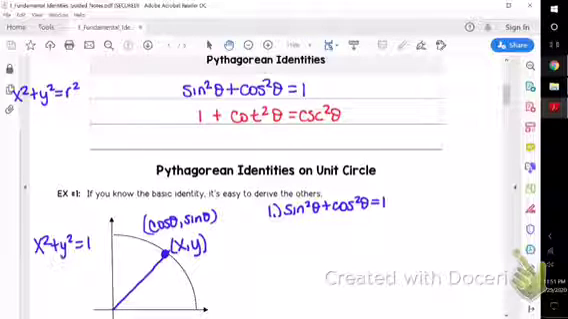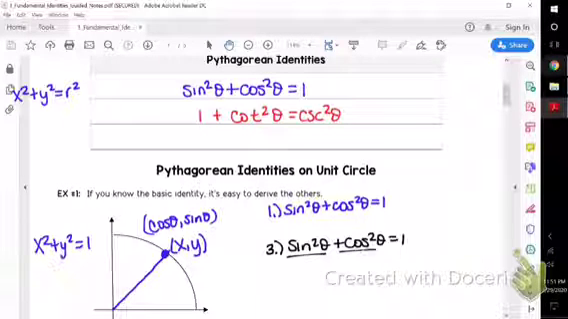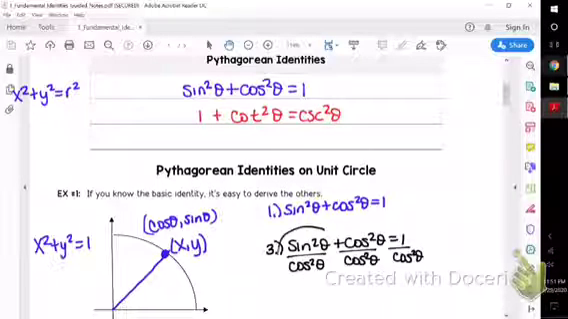Alright, so for the third one, what if I took this original one, sine squared plus cosine squared equals 1, and I took all 3 terms here, and what if I divided them all by cosine squared this time? Remember, as long as what I do to one I do to all, this is still equal. Well, sine squared divided by cosine squared, that's one of those quotient identities from above. Sine over cosine is tangent, and since these are both squared, we're going to put tangent squared.